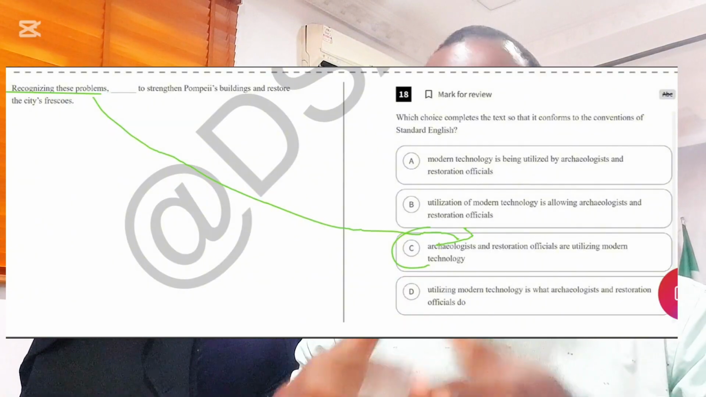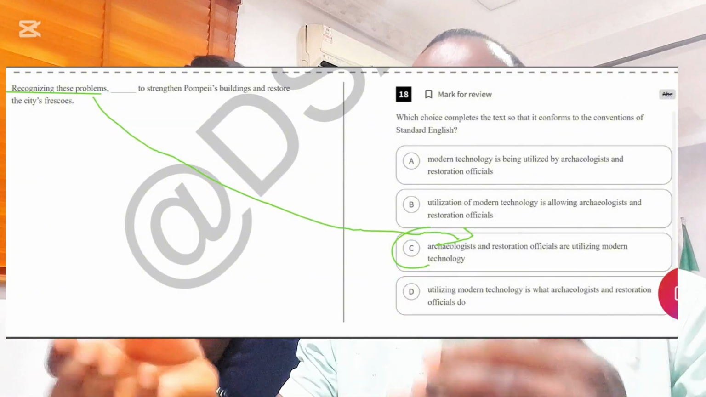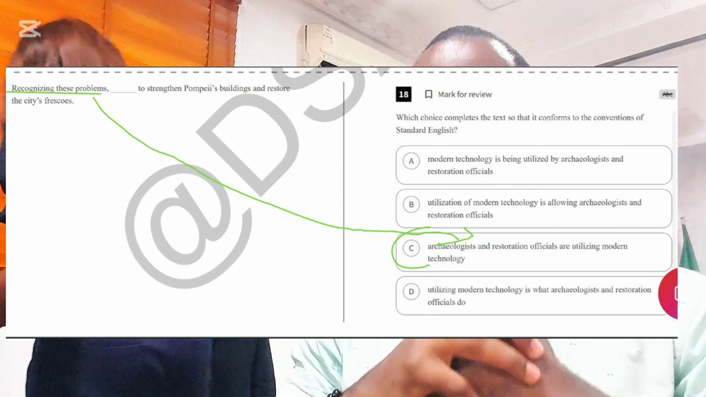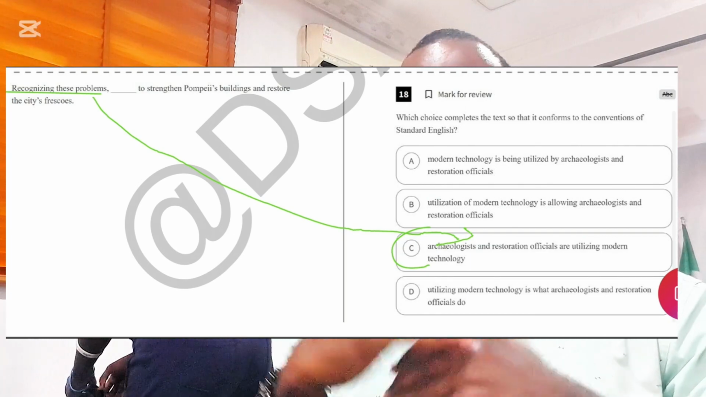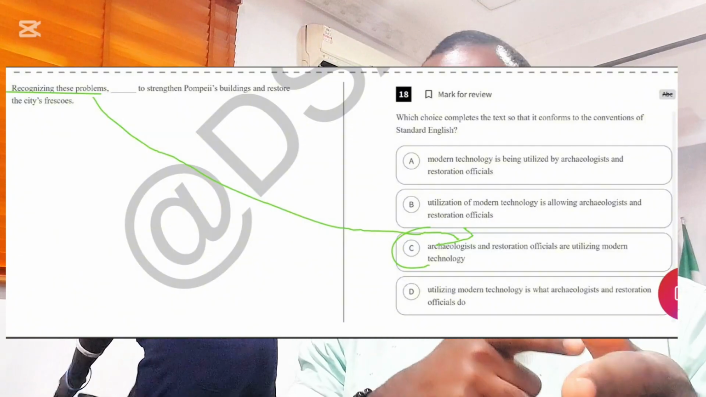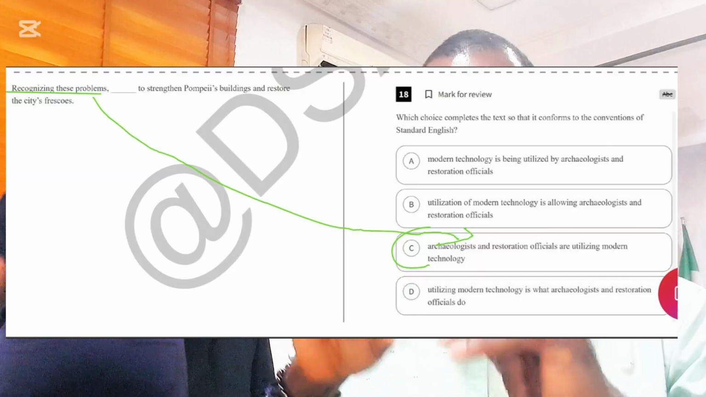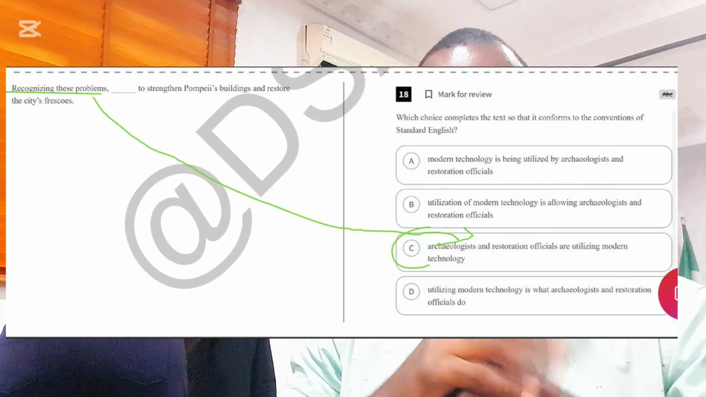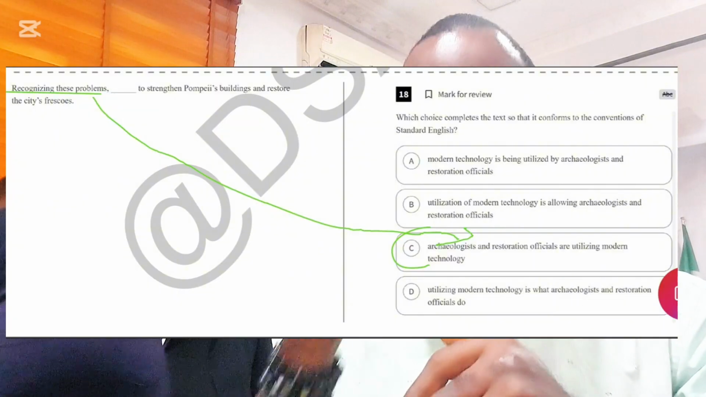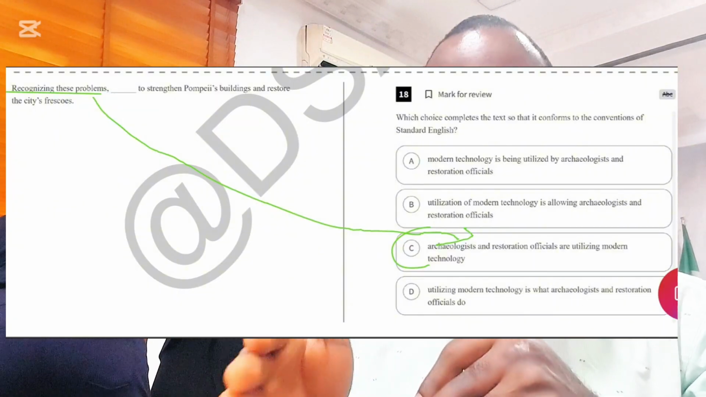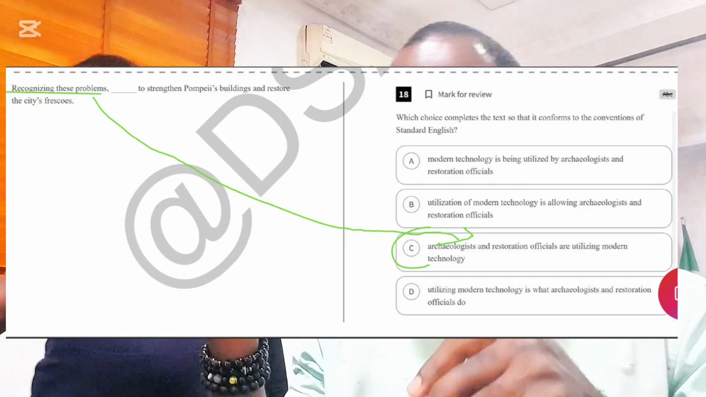A certainly cannot work because A begins with modern technology. Modern technology cannot possibly recognize. B gives us utilization. C gives us archaeologists and restoration officials. So you see how perfect that sounds, right? It's giving us names of professionals, and you see how that matches with the modifying phrase. Recognizing these problems, archaeologists and restoration officials are utilizing modern technology to strengthen Pompeii's buildings and restore the city's frescoes.